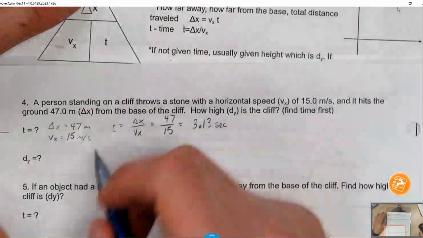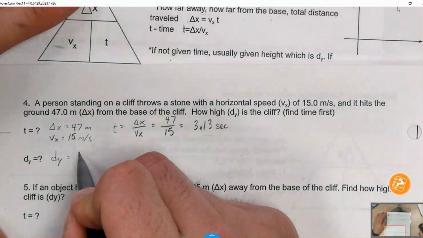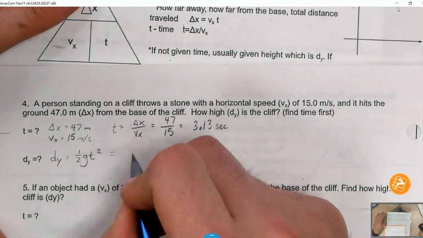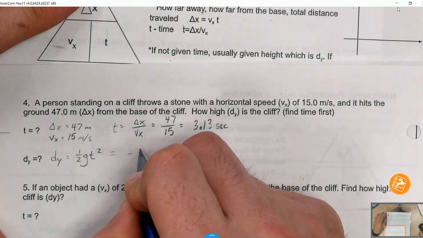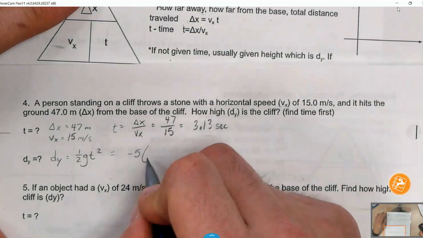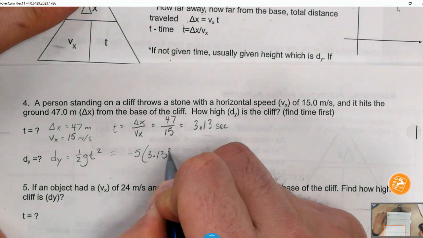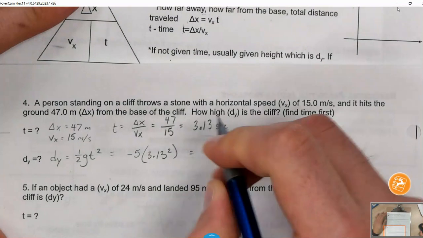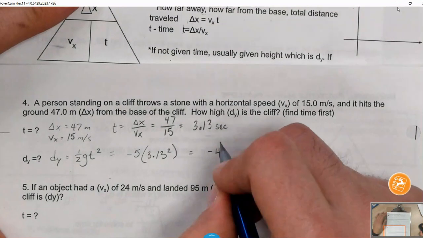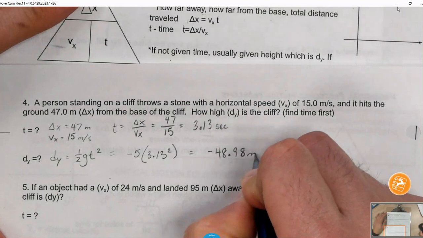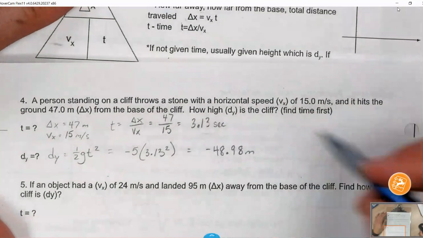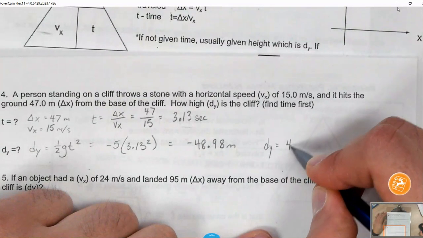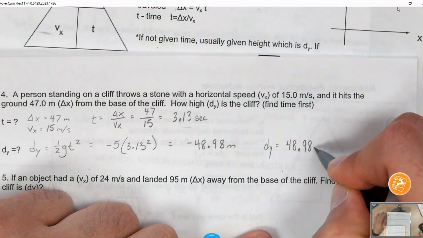And then dy is just 1/2 g t squared. What's 1/2 of -10? And then timesing that by 3.13 squared, and that comes out to give us a negative 48.98 meters. But if they want to know how high the cliff is, we just have to drop the negative sign. So the final full answer would be 48.98 meters.